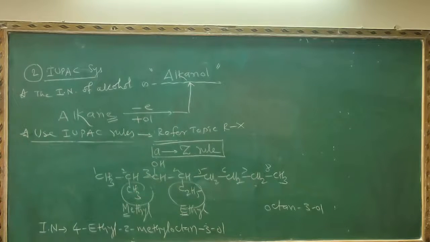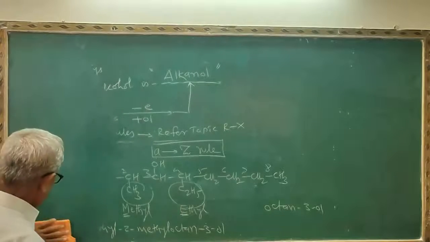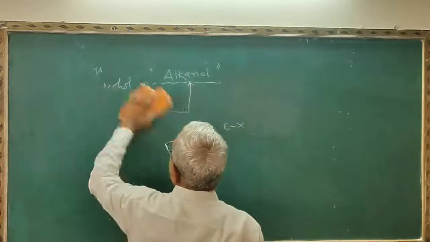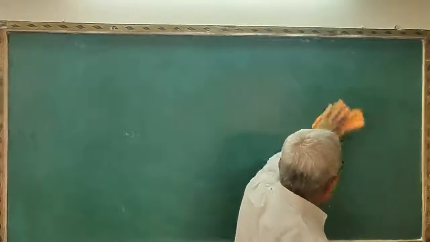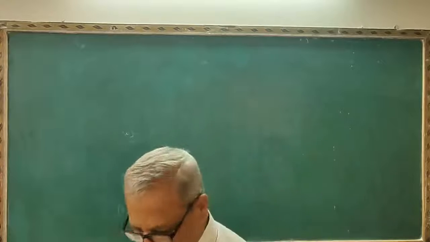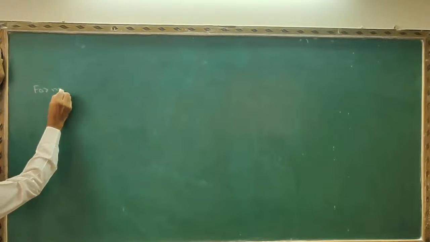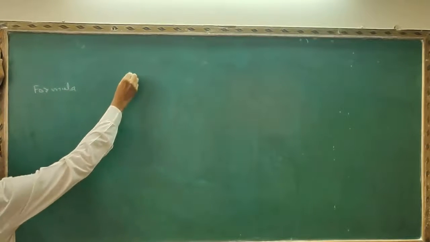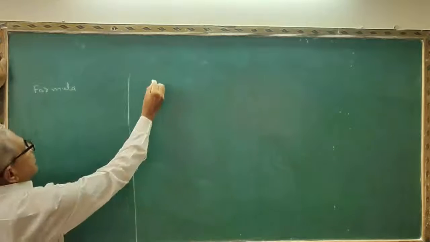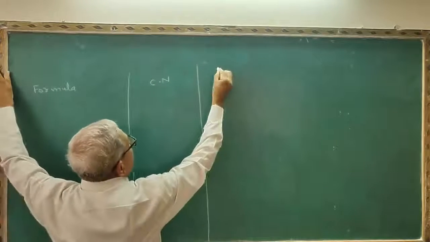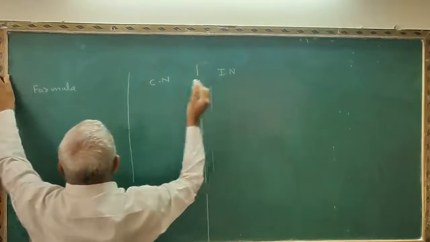The remaining rules I explained in this case. Now I will prepare one table and take the revision of all these groups. So, common system and IUPAC system. Take the brief revision of the common system and IUPAC system. So prepare a table here. First point is the formula. Second point is the common name. Third point is the IUPAC name.